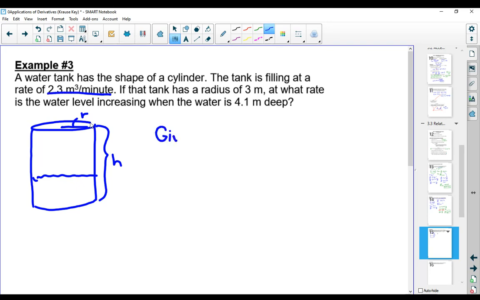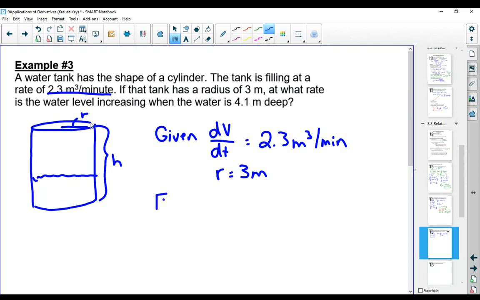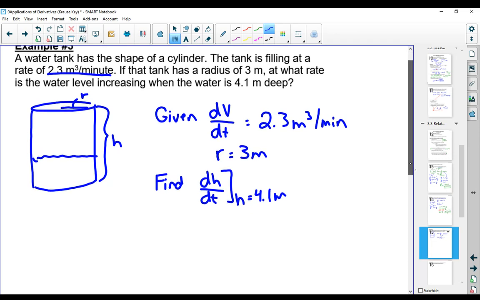So we're given dV/dt, and we're told that that's 2.3 meters cubed per minute. We're also given that the radius equals 3 meters. And then the question says, at what rate is the water level increasing when the water is 4.1 meters deep? So we're being asked to find dh/dt when the height is 4.1 meters. Now we're talking about the volume of a cylinder. So the volume of a cylinder is pi r squared times height.